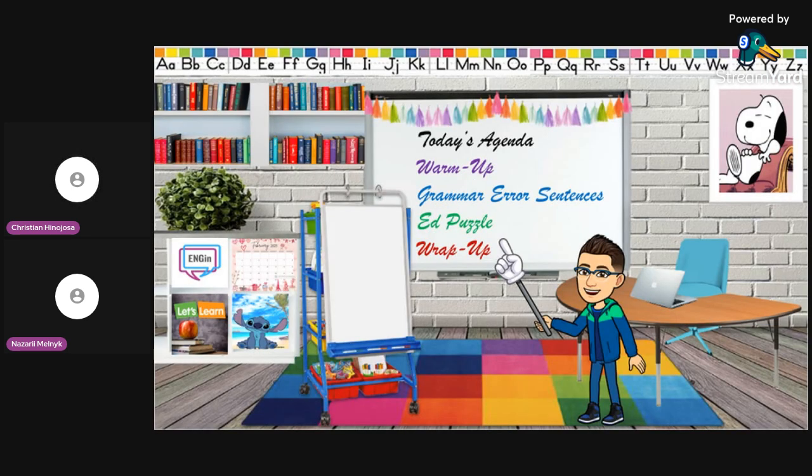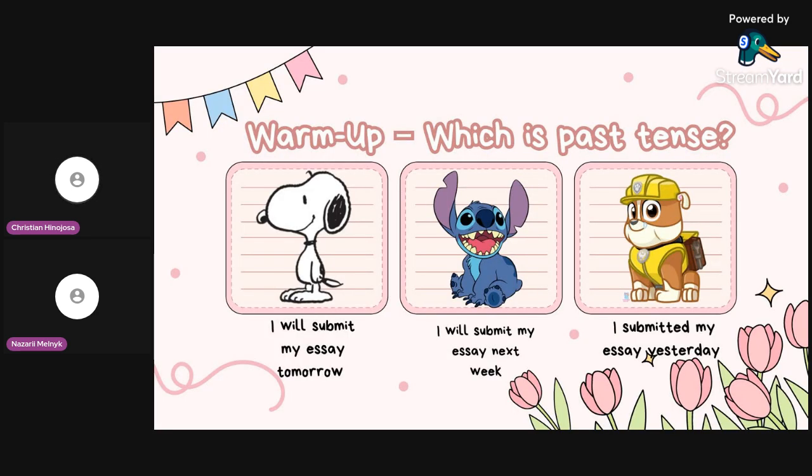So today's agenda, we have our warm up as always, and then we're gonna go over grammar error sentences. Then we have an Edpuzzle and then a wrap up. This week's lesson isn't as chaotic as the other lessons have been. I decided to go with an easier lesson this week because for the past three lessons, it's been nothing but chaos. We've been going over so many slides, so I decided to make this week's lesson a little bit easier.